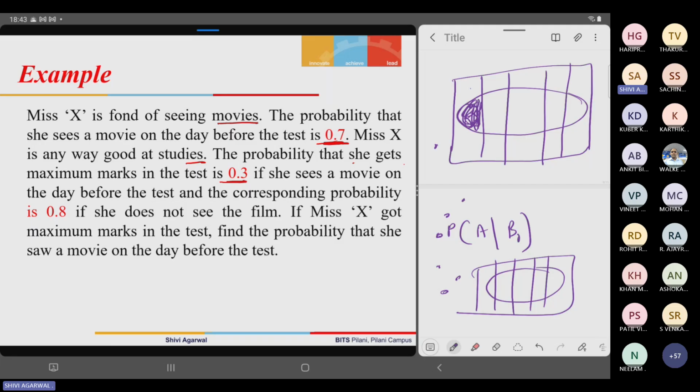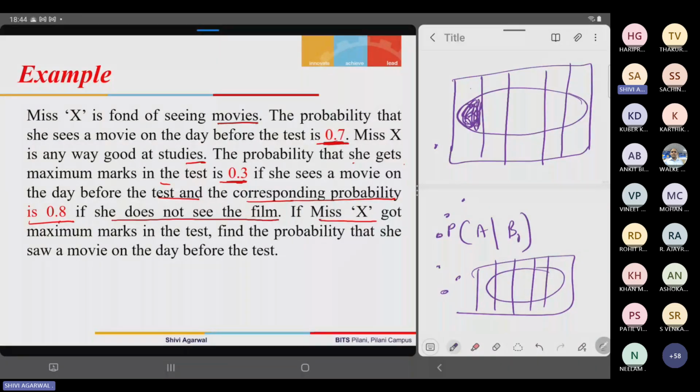So there are two parts: see the movie and didn't see the movie. So those are mutually exclusive and exhaustive events, definitely. And in that case, we are saying getting the maximum marks is 0.3 if she sees the movie before the test, and the corresponding probability is 0.8 if she doesn't see the movie.